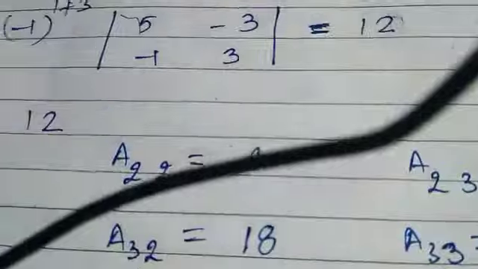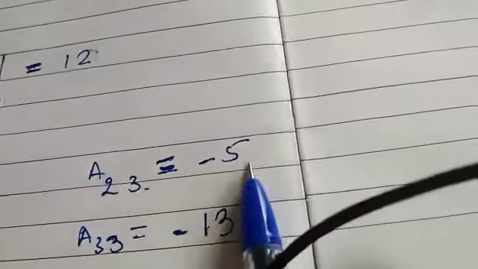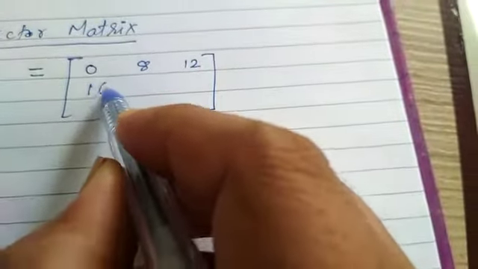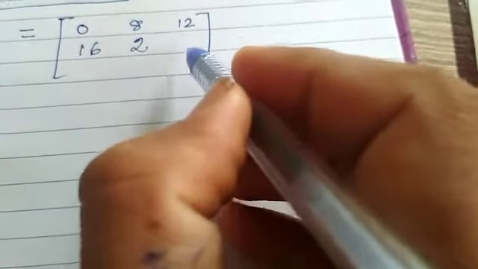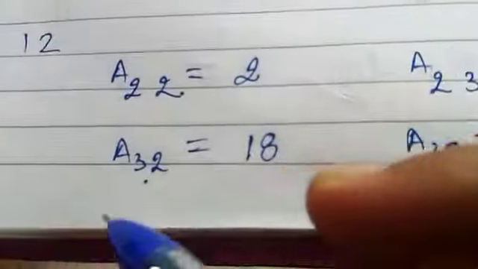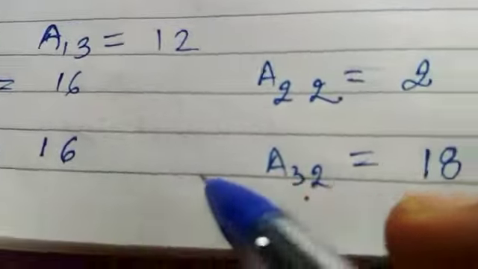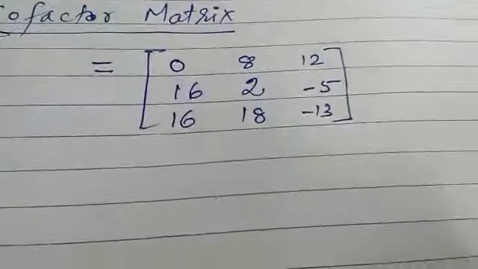Then A21 is 16, A22 is 2, A23 is minus 5. Then we'll move to the third row. A31 16, A32 18, A33 minus 13. So 16, 18, minus 13. This is your cofactor matrix.